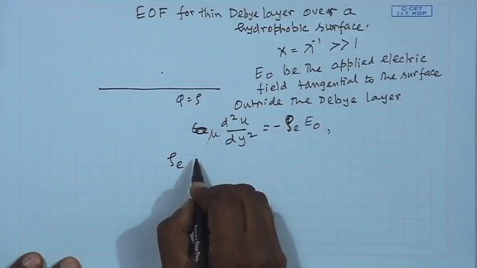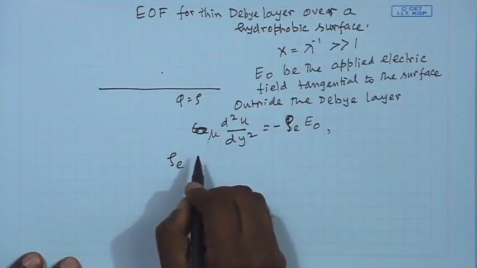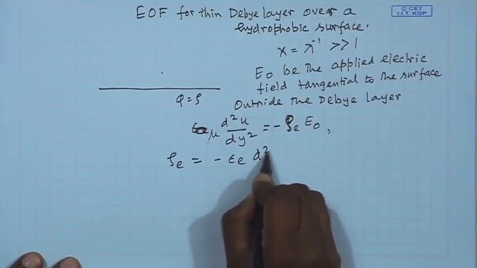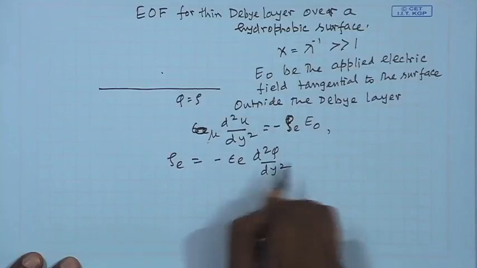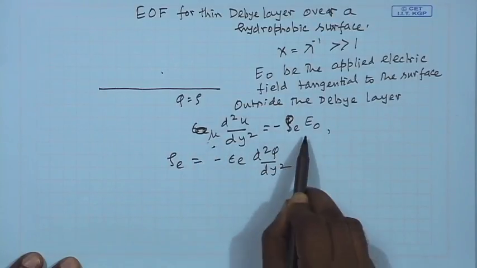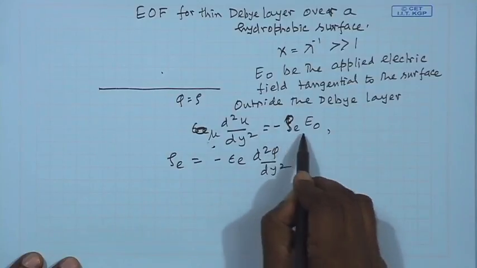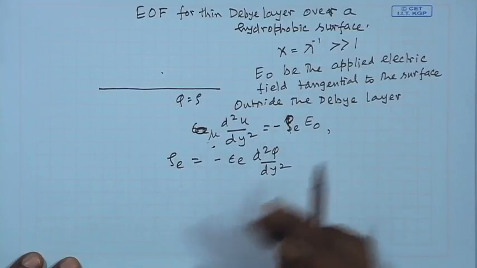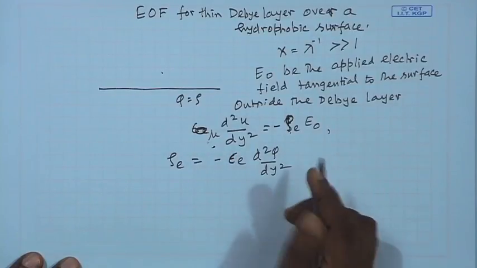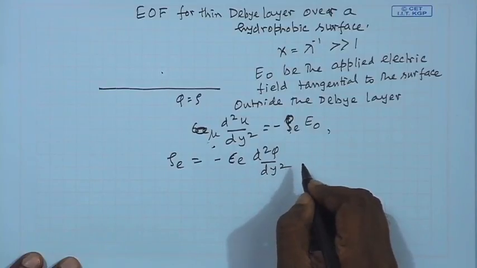So rho e is governed by the charge density, and rho e equals minus epsilon e d2 phi/dy2. This is nothing but the viscous shear stress, and this is the electric body force, so they are balanced. That is, if we consider that there is no other external mechanism to generate the flow.